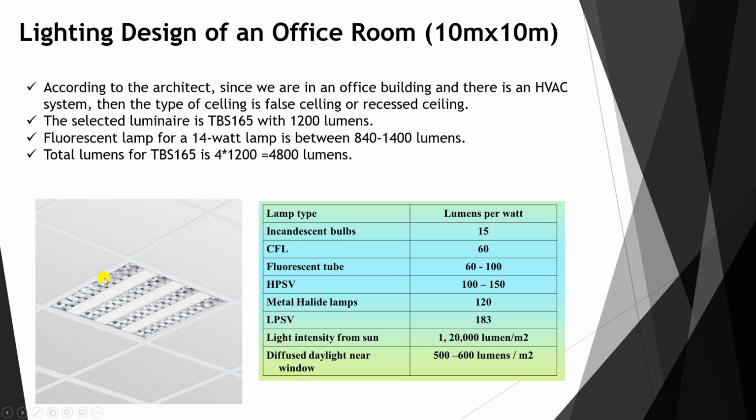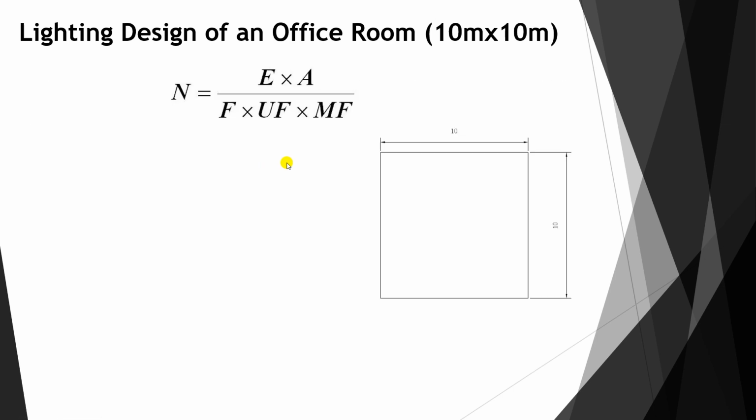So the total lumens provided by this luminaire is 4 multiplied by 1200, which in total gives us 4800 lumens. Now what is the next step? We have our room, 10 multiplied by 10, and we will use this equation, number of luminaires required in the office room. Remember that all of these steps we don't do by hand, we simply use the Dialux program. The Dialux program gives us all of the values easily.